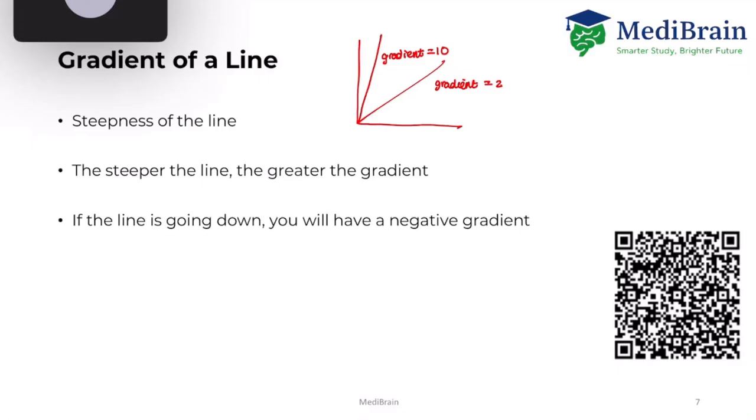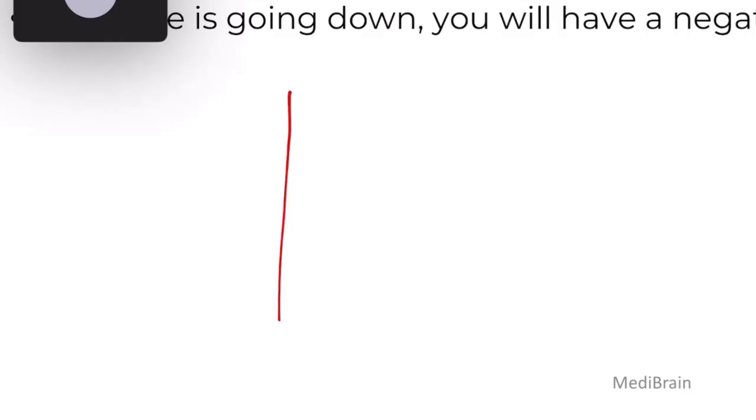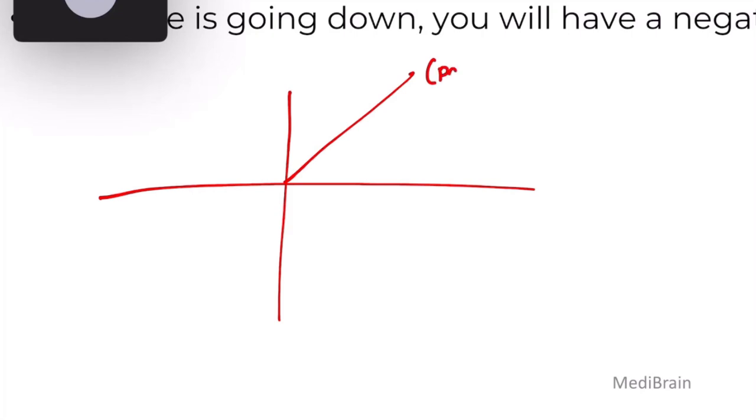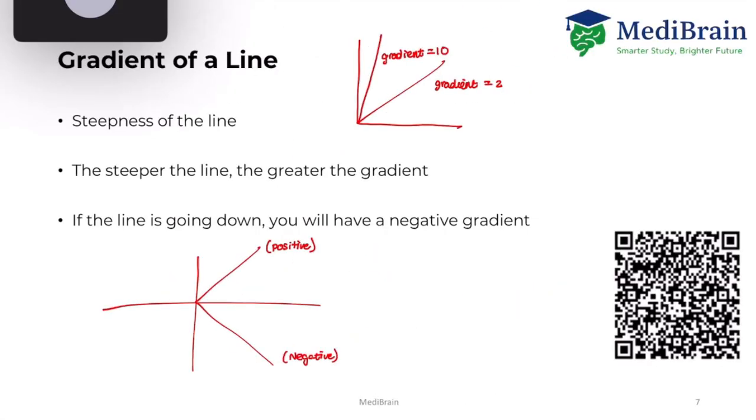And if the line is going downwards, you will have a negative gradient. So let's say we had a graph like this, you could have a line going like this. This is a positive gradient. You could have a line which goes like this, and this would get you a negative gradient because the line is going downwards. Because the line is going downwards, you will have a negative number for your gradient. So that's what the gradient of a line means.